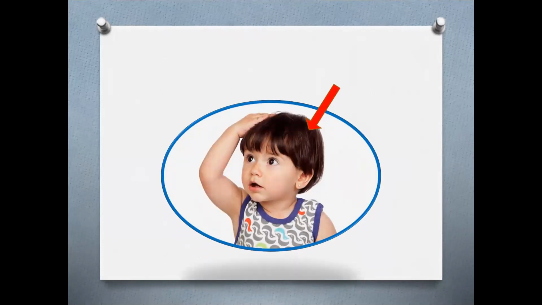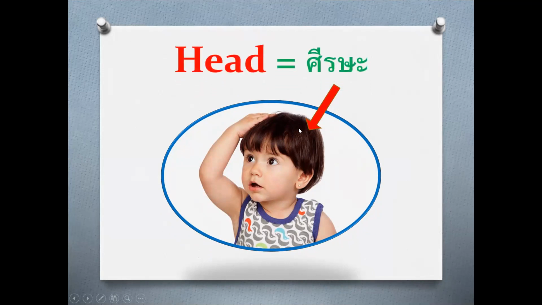Number one, you can see this picture. What picture is this? And this red one, what does this picture indicate? Head. Very good. This picture of head, you're going to spell H-E-A-D. Read head. You can read in Thai and see that this picture and understand also.